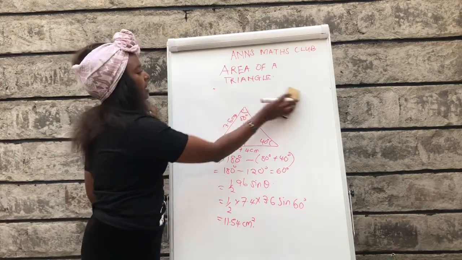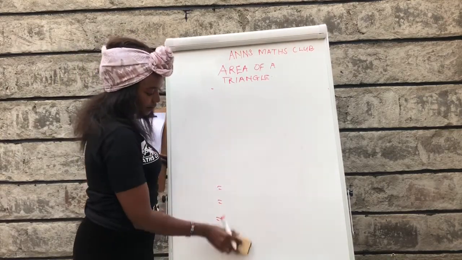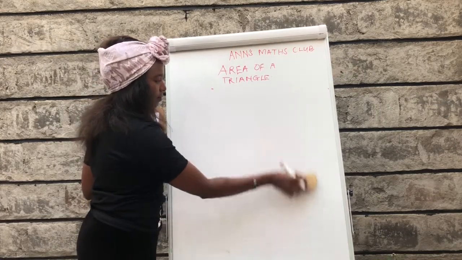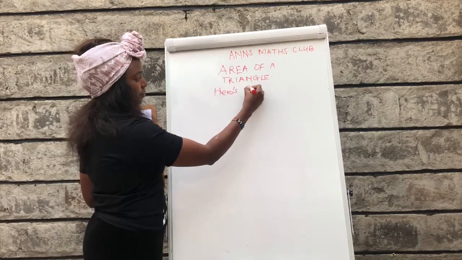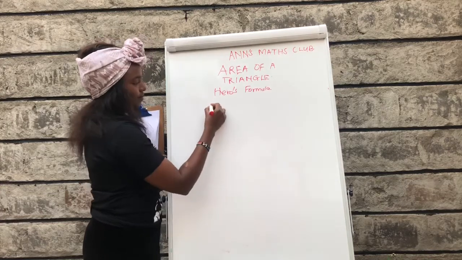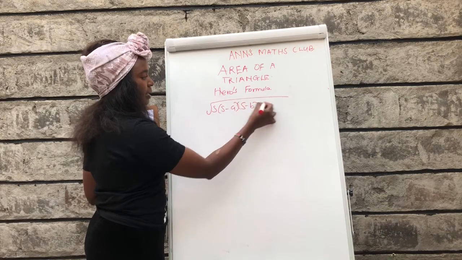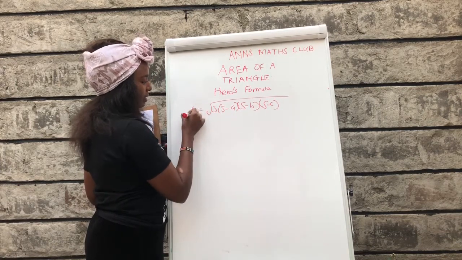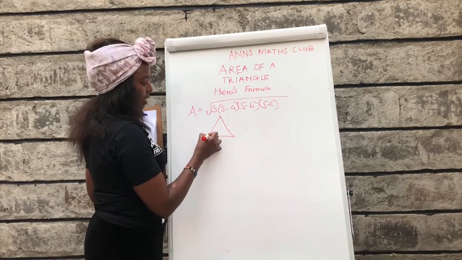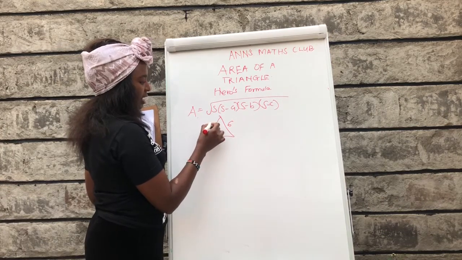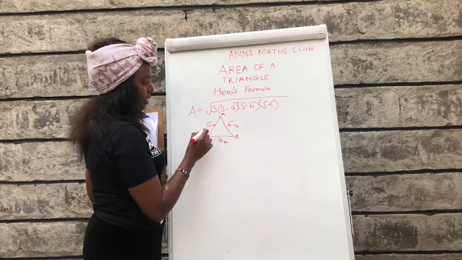So now let's look at the third formula and the last. This was Heron's formula: s minus a, s minus b, and s minus c. This is how you find the area. So let's assume we've been given a triangle, 6, 7, and 5 centimeters, A, B, C.